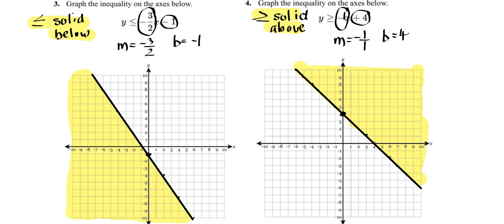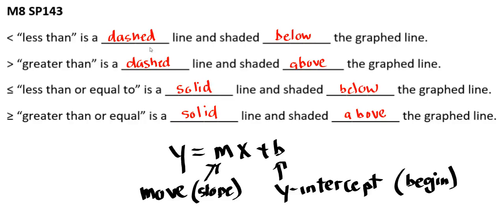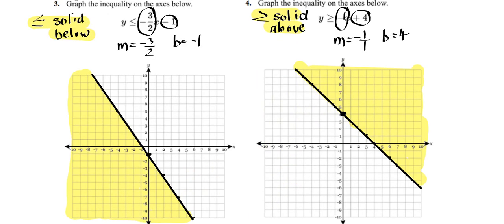So just a quick summary. What you want to do is remind yourself of these rules, whether it's going to be dashed and below, dashed and above, solid below or solid above, and then simply graph it in slope-intercept form. And that's pretty much the gist of the lesson. Finally, you can choose any point in the shaded region, and that would be a true statement. That would prove that you understand what you're doing.